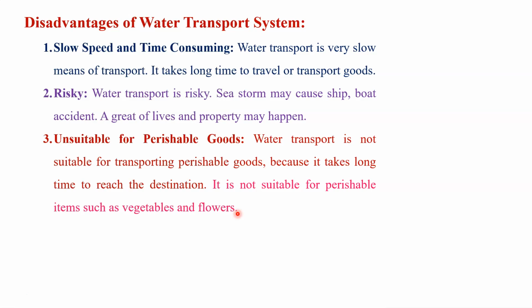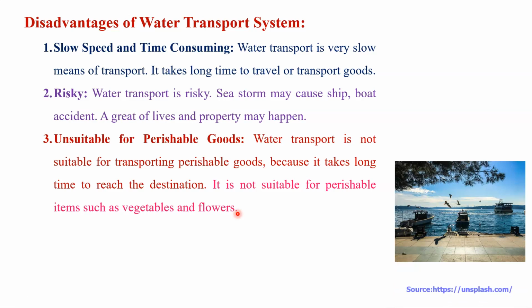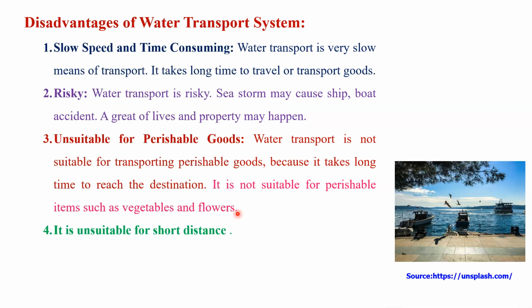So therefore, when we compare the transportation of perishable goods by air and other modes of transportation, in that respect we can say that water transportation is really not suitable for transporting perishable things. Then another important disadvantage of water transportation is that it is unsuitable for short distances.